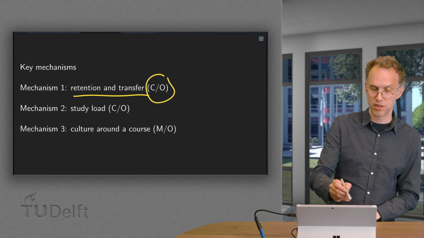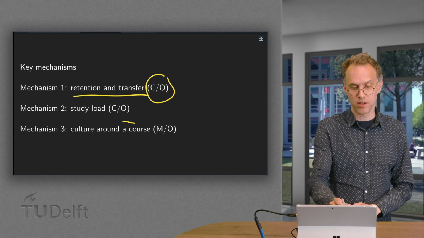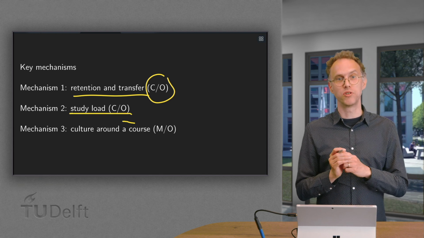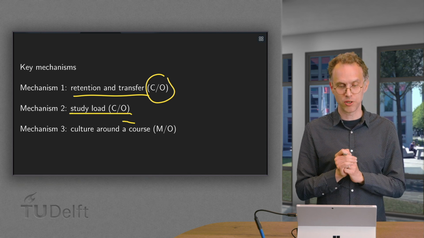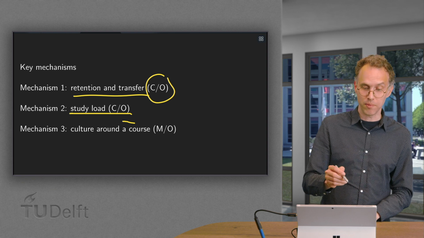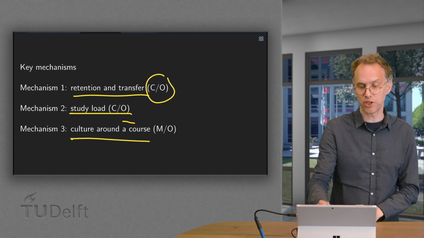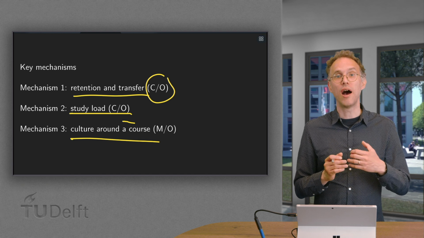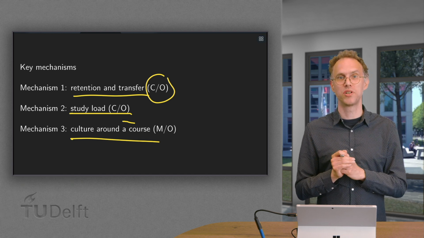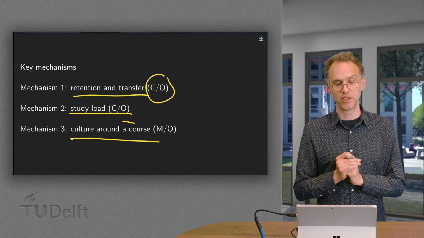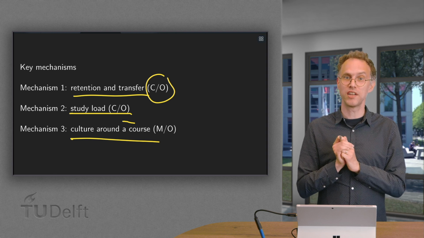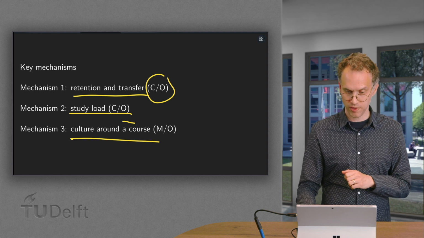Second mechanism, the study load. The third quarter was always considered much heavier than the other quarters. And possible third mechanism, the culture around the course. How do students perceive the course? Do they think it's useful for them or not? So those are the three mechanisms we're going to focus on.